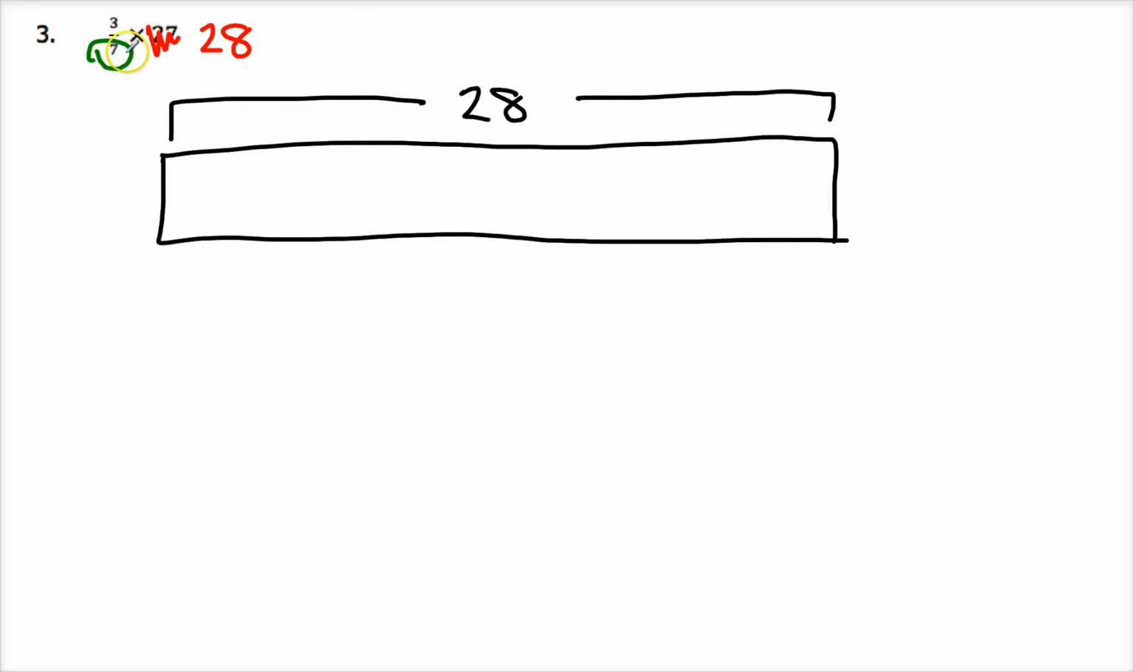And I'm going to split this into 7 equal pieces. So there's 1, 2, 3, 4, 5, 6, and 7. And if this is 7 pieces, my whole number is 28. That means each of these pieces has to have 4 in it.